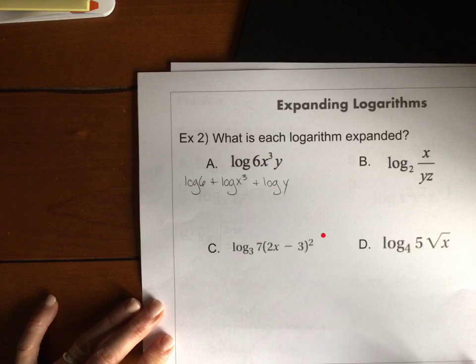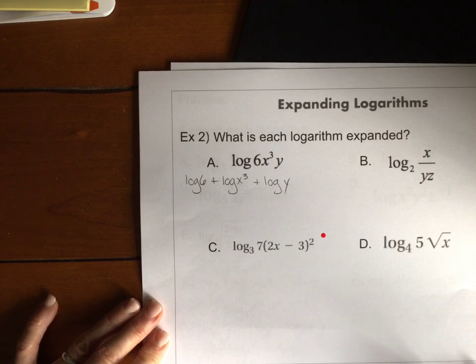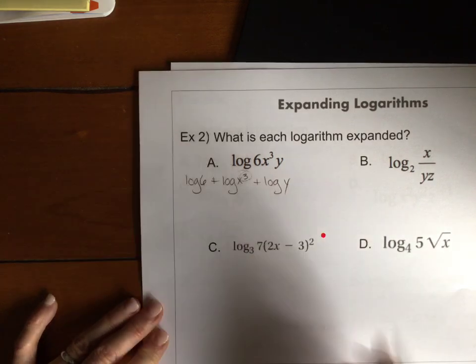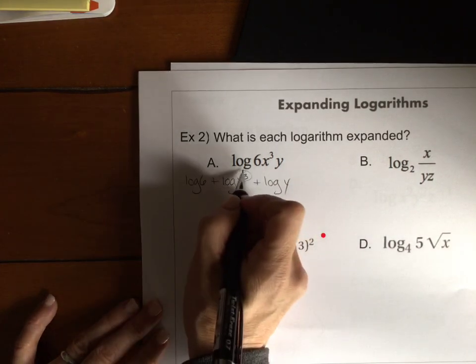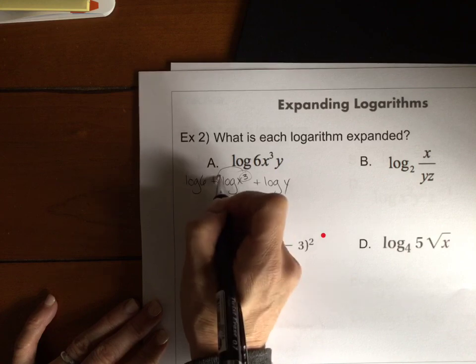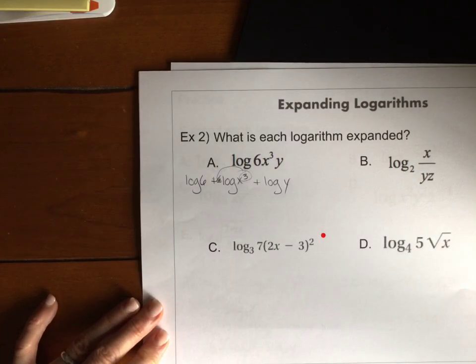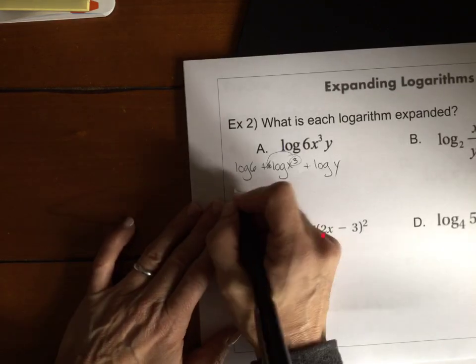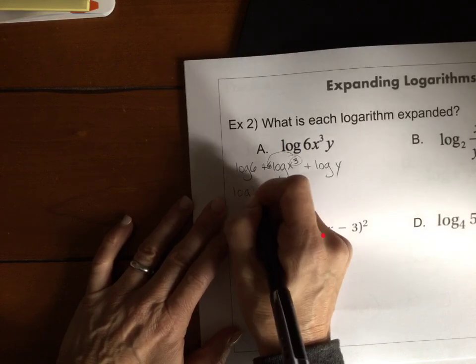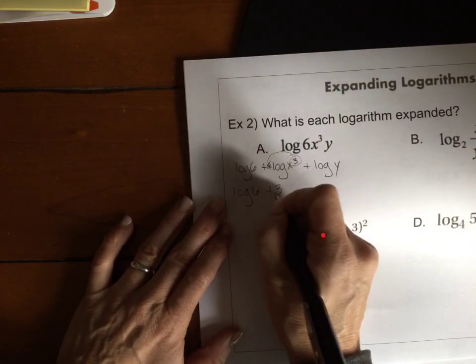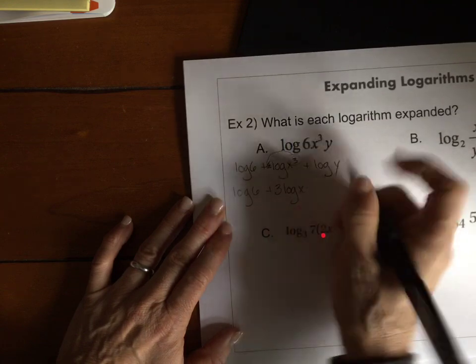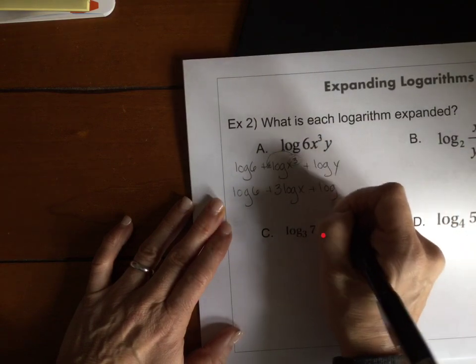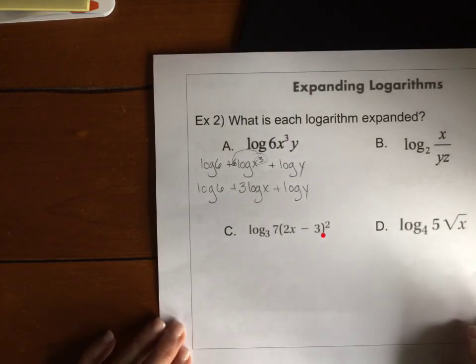And now I would ask you, if we were in the classroom, am I done simplifying? And hopefully your answer is no, because we have this exponent. And so the power property says that I can put that exponent out in front of that log as multiplication. So now we really have log of 6 plus 3 log x plus log y. And now it's fully simplified.